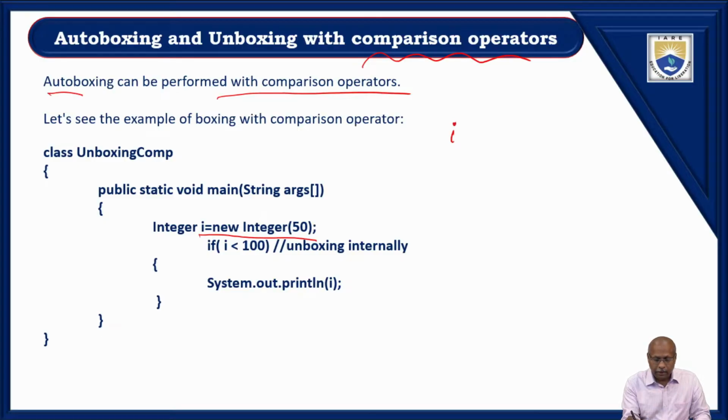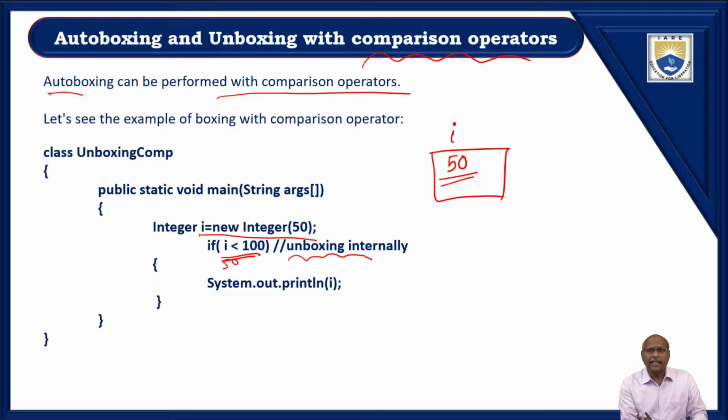I is my object. In the object, how much value is there? 50 is there. So in this example, here I am comparing I is less than 100. But I is the object. Inside the object 50 is there. Now you are comparing 50 with 100, so internally it is doing unboxing. When you are doing unboxing, you will get directly 50. So that means you are comparing 50 with 100. 50 is less than 100. Answer is yes.